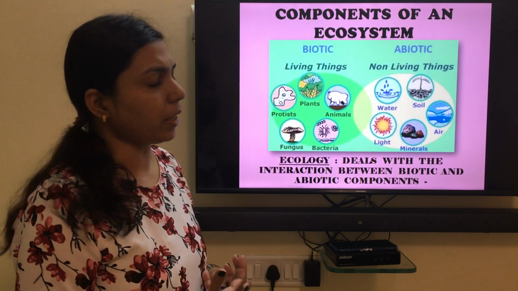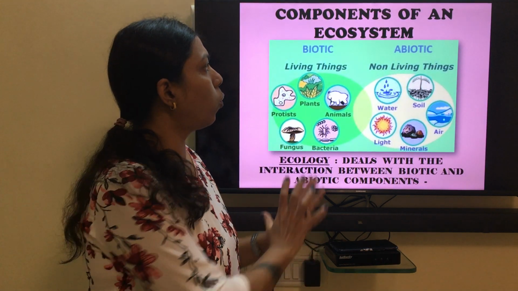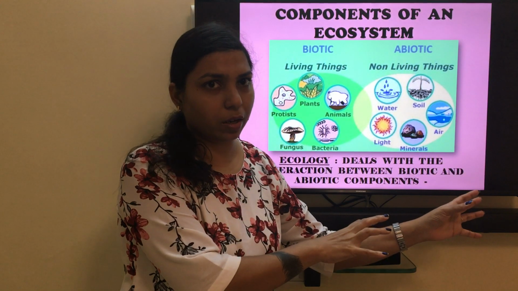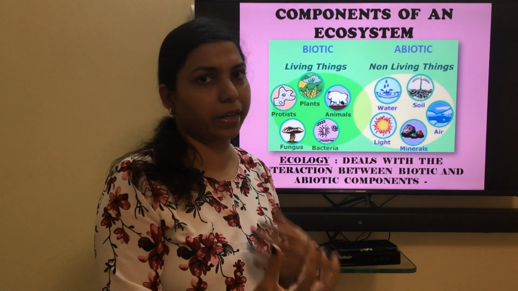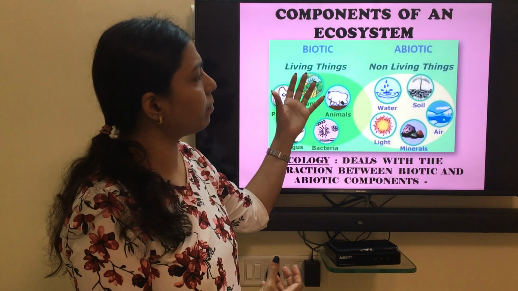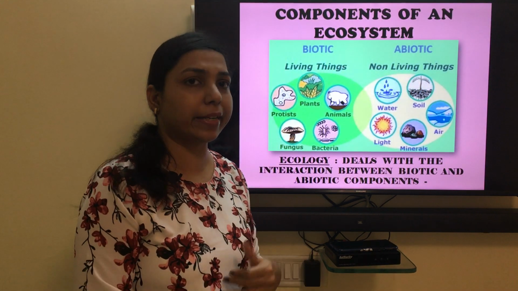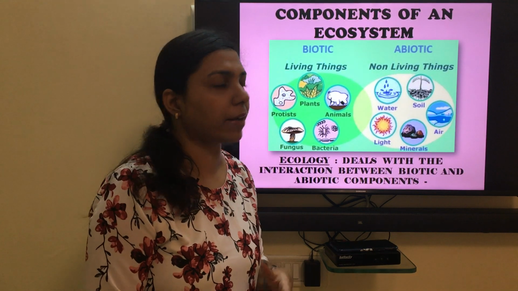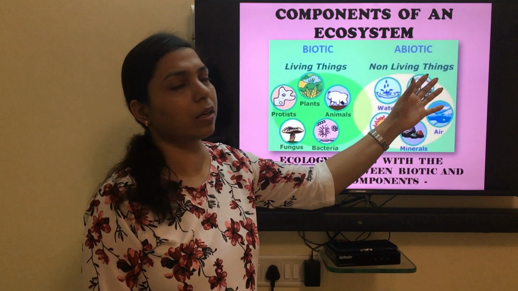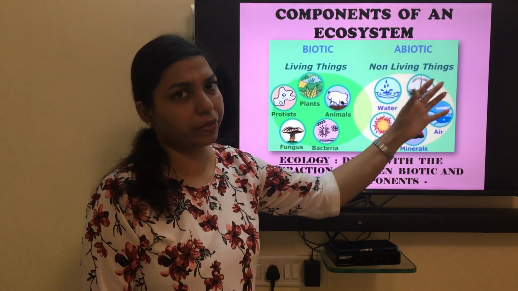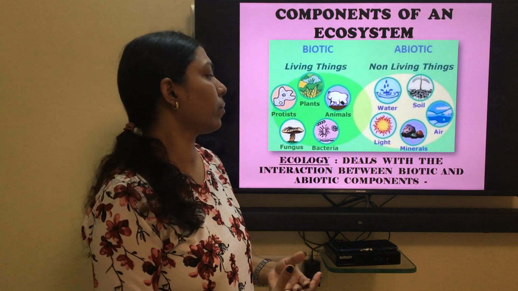When we study about ecosystem, we not only study what is biotic and what is abiotic, but we understand that there is a certain interrelationship between these biotic and abiotic components. There is a constant interrelationship. It means that these biotic components are incomplete without the abiotic components. Both of them require each other for their survival.